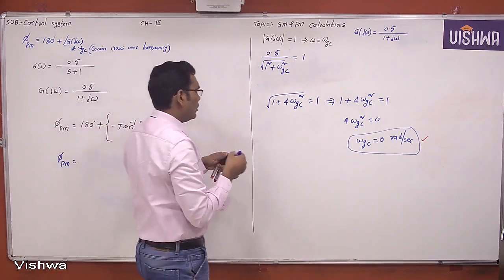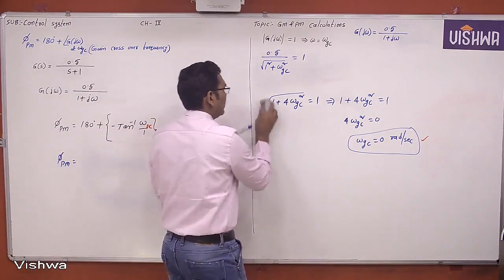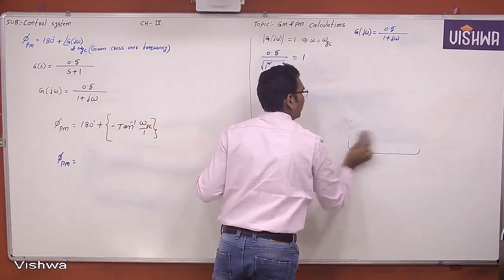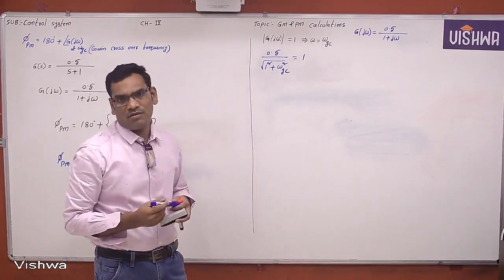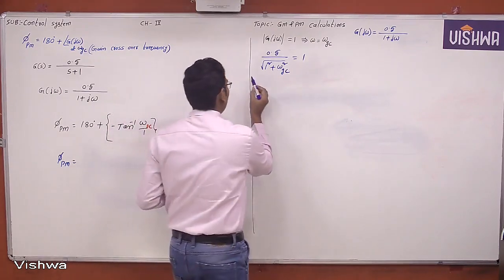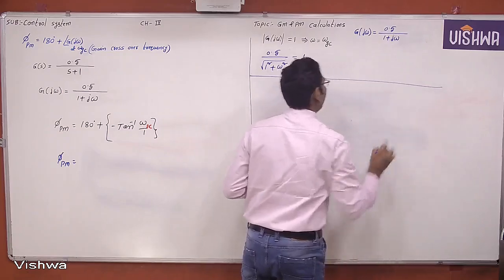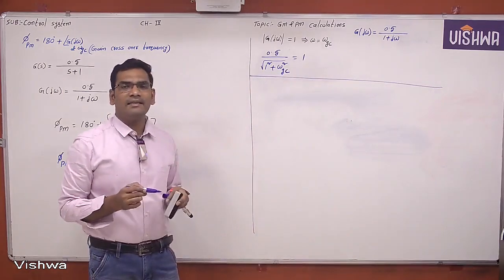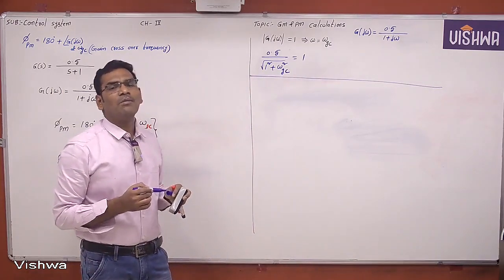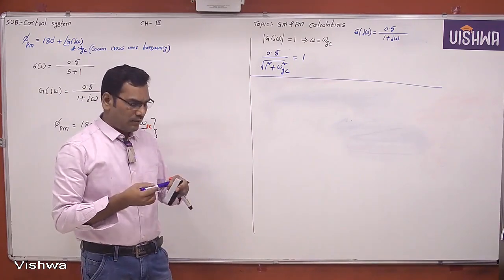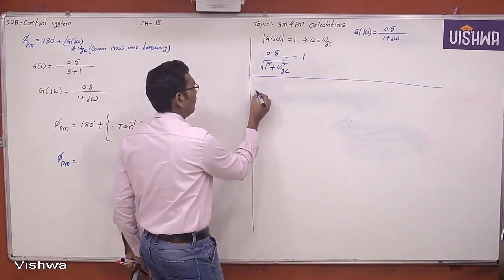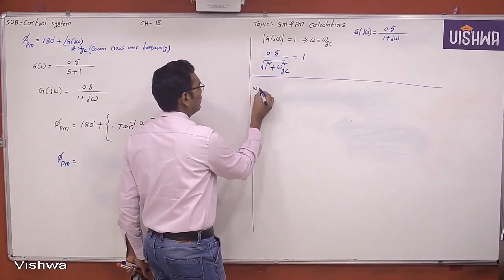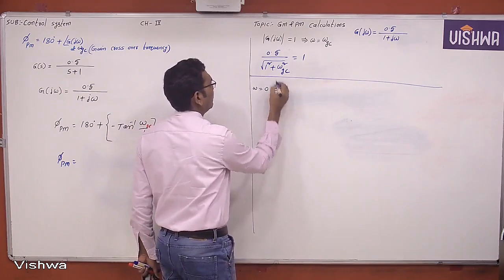Then whatever you do, cross multiplications, calculations and simplifications, you will not get a valid gain crossover frequency. Now, sir, why did the previous problems have a valid gain crossover frequency, but this problem will not have a valid gain crossover frequency? The reason is, we will see the magnitude plot. Now, when omega equals 0, what is the magnitude?